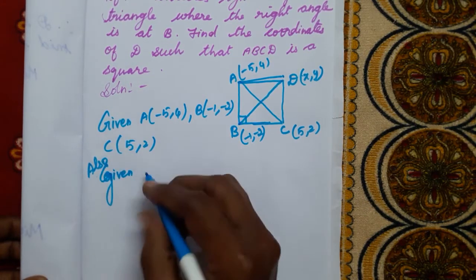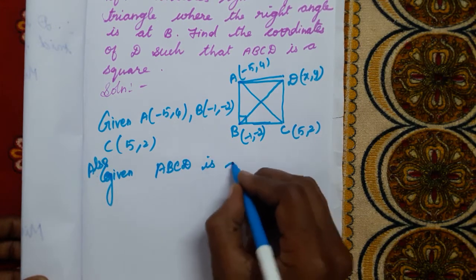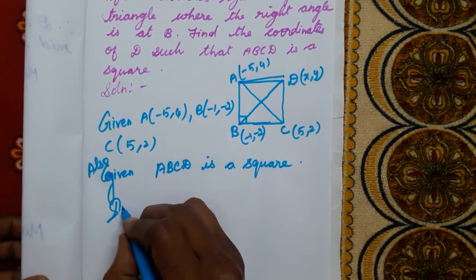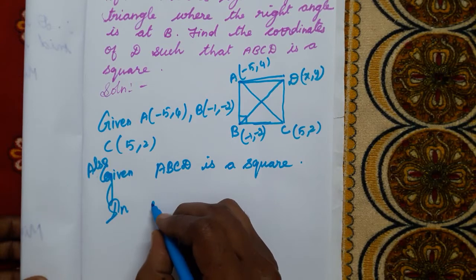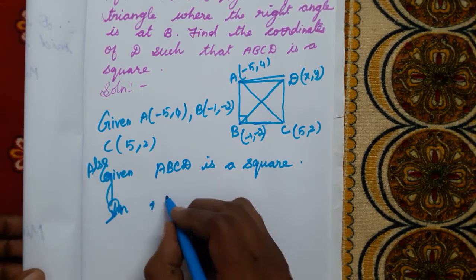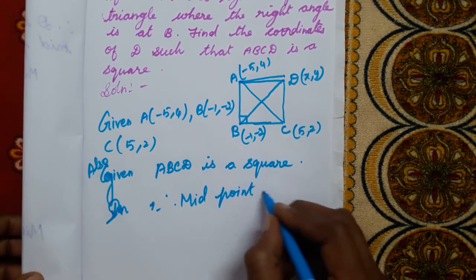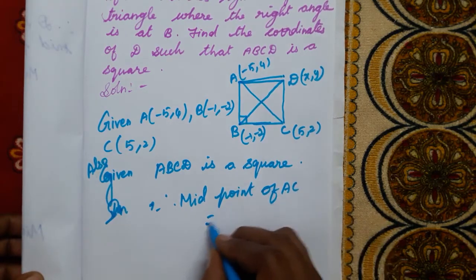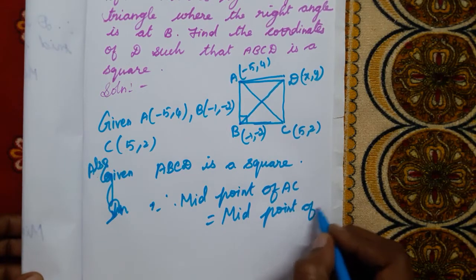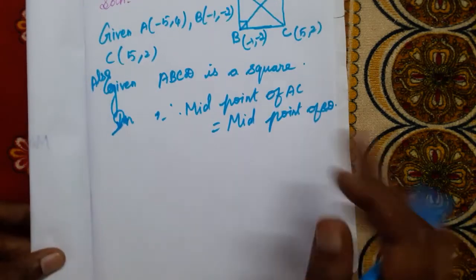Also given ABCD is a square. In a square, diagonals bisect each other. Therefore, the midpoint of AC is equal to the midpoint of BD.